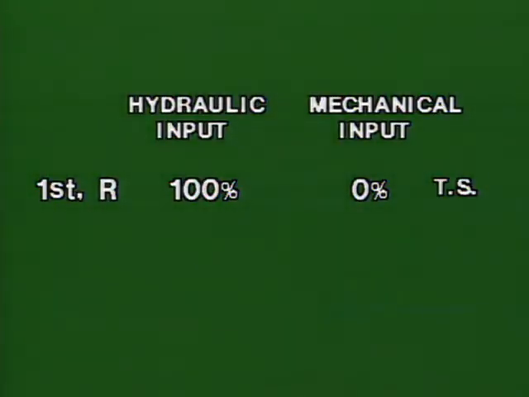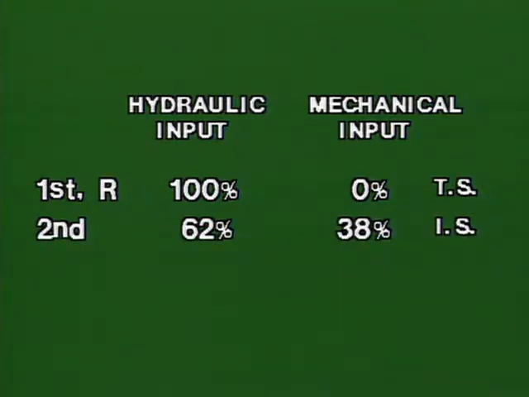This chart shows the input drive percentages in each gear. First and reverse, as already mentioned, are 100% hydraulic drive through the turbine shaft, no mechanical input. In second gear, the input torque is about 62% hydraulic and 38% mechanical. The two inputs are combined in the splitter planetary unit, and the combined 100% input is through the intermediate shaft. And in high gear, hydraulic input is only 7%, while mechanical is 93%. Again, 100% of the power input to the gear train is through the intermediate shaft.